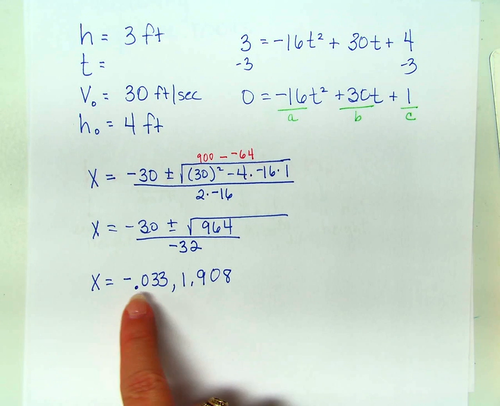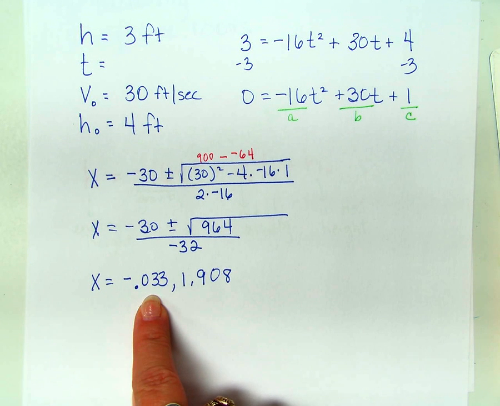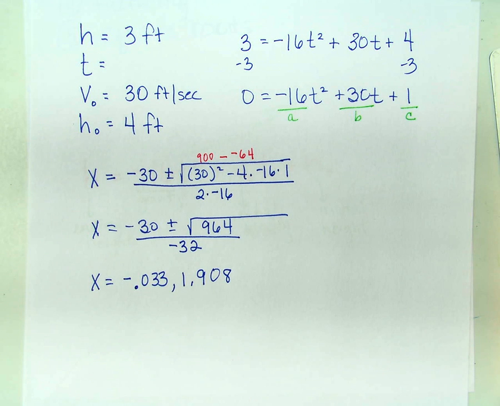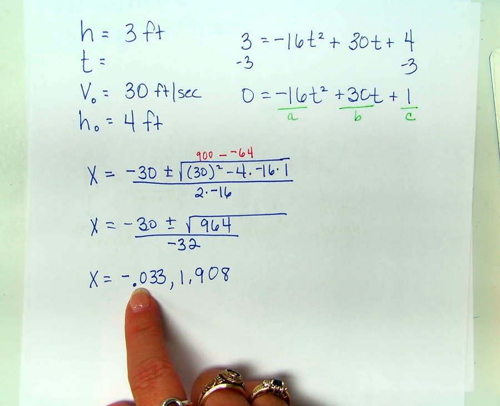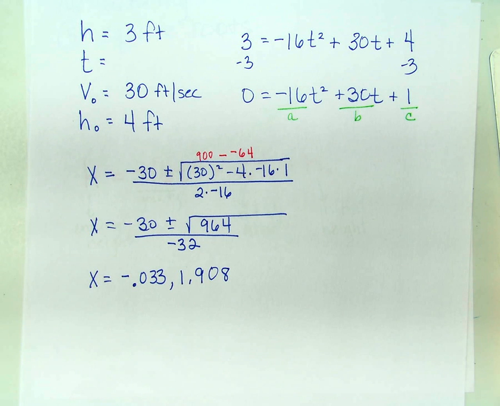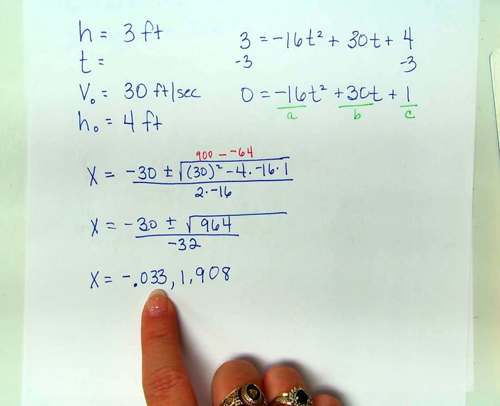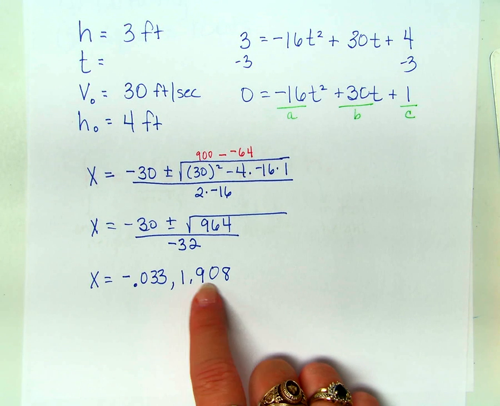Negative 0.033 seconds. Can we ever get a negative answer as our time? Really? How long ago was lunch? Oh, right. If we were solving this, it would end up being a negative answer, right? We're talking about time before where we started measuring, right? So is that possible? Yes. Does it make sense in this problem? No, it does not. So this answer is not correct for this problem. 1.908.